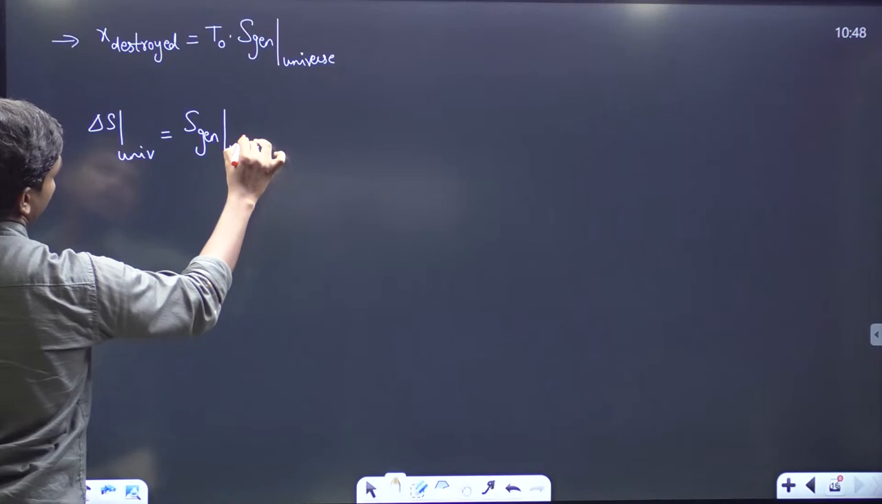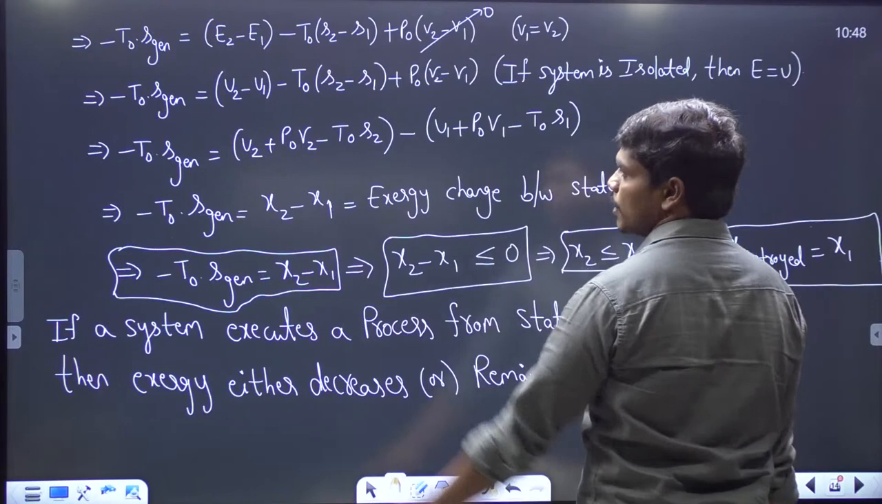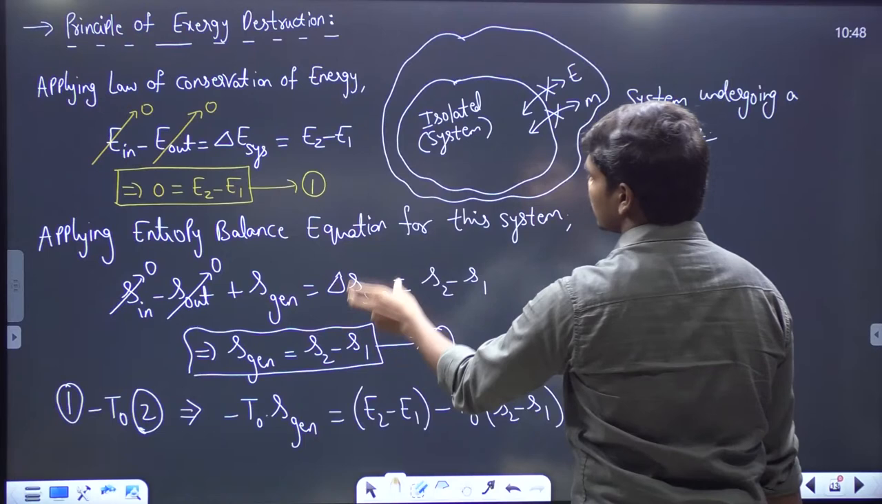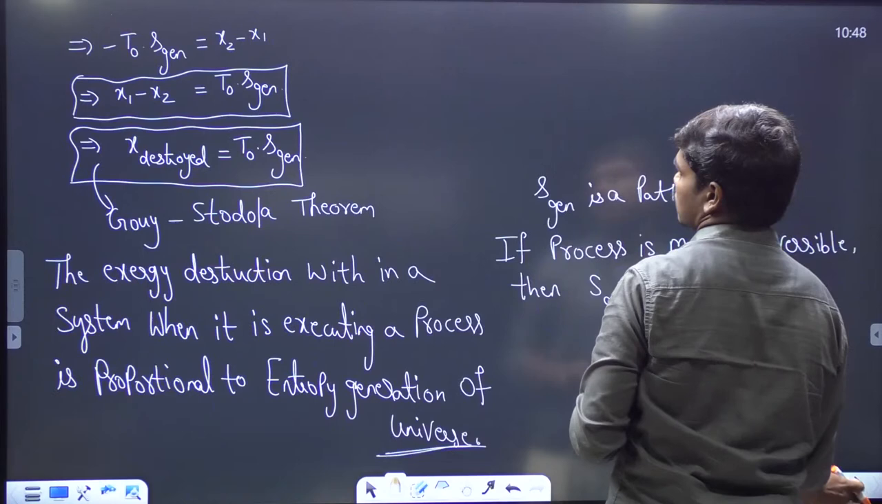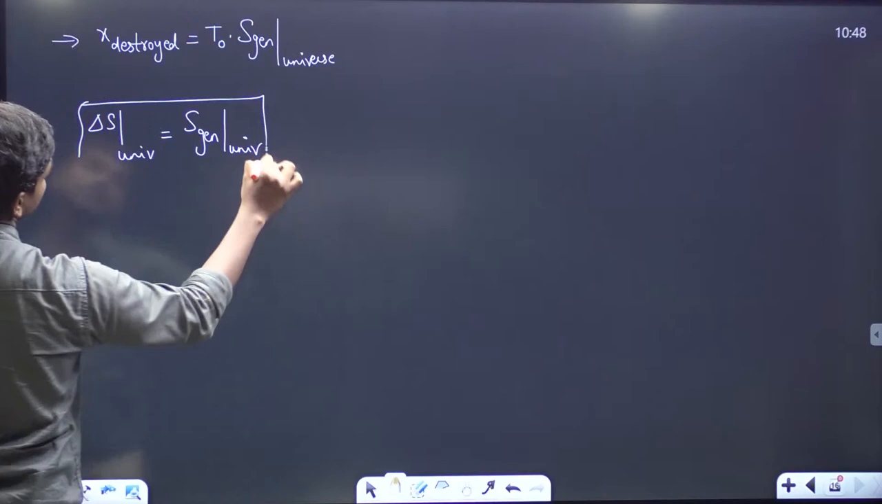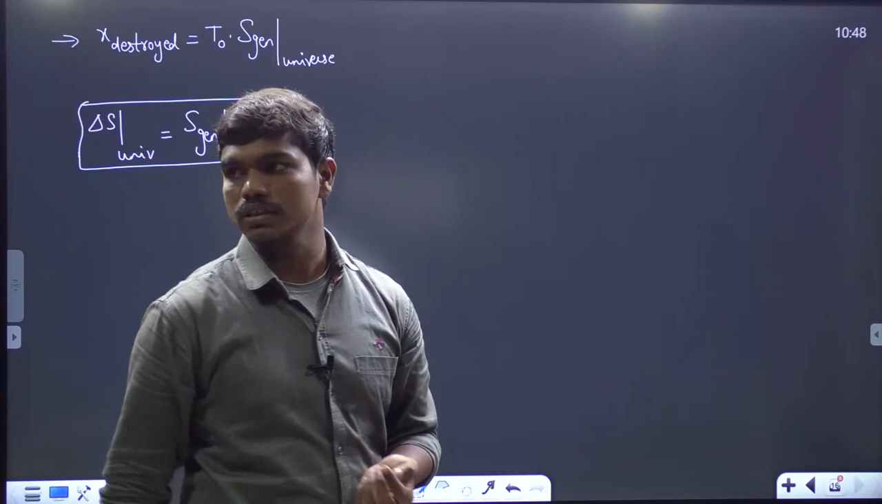Here in the basic equation we have seen, in entropy balance, maybe somewhere here, yeah, here you can see entropy generation of an isolated system is nothing but the entropy change of this system. And if you consider this as universe, then this is what we have. So this exergy destruction is always proportional to entropy generation. This is what the Gouy-Stodola theorem tells us. Clear to all of you?